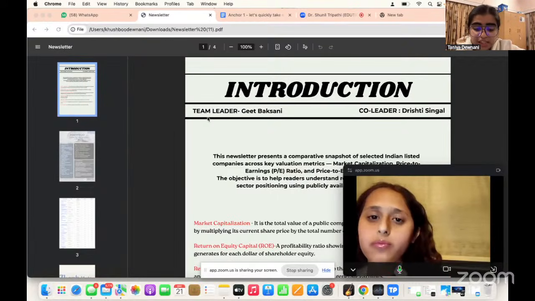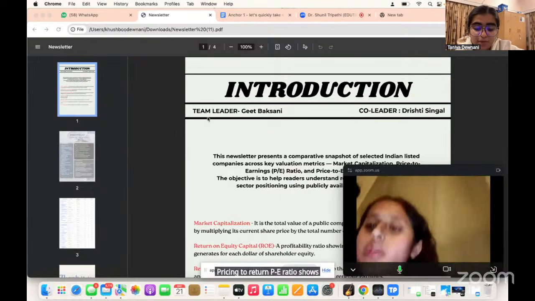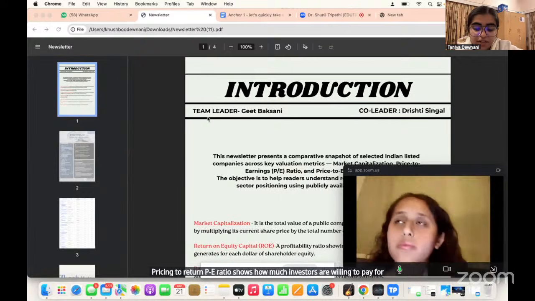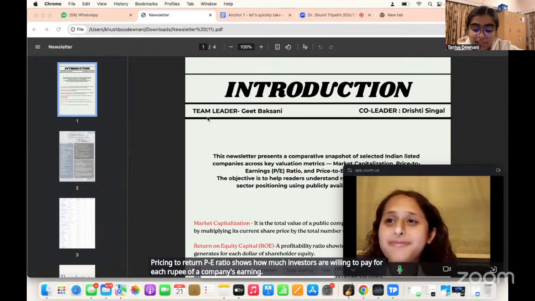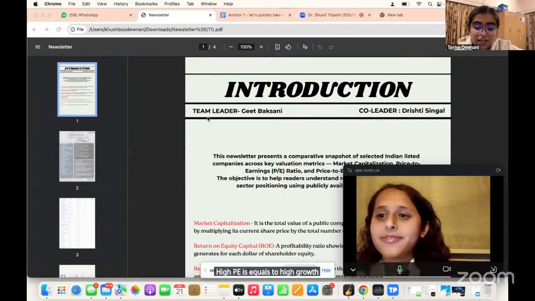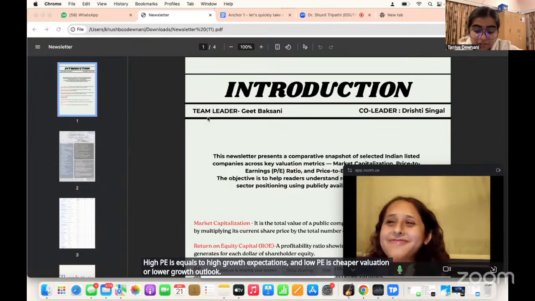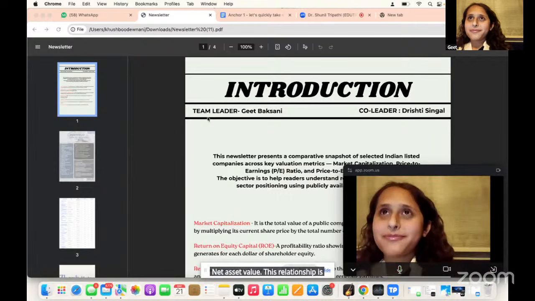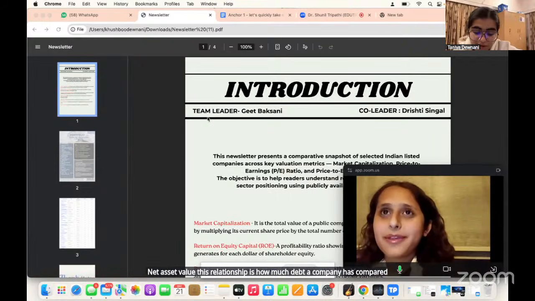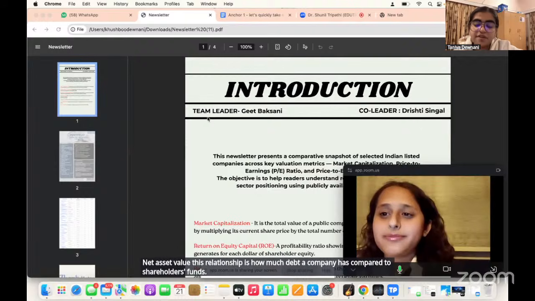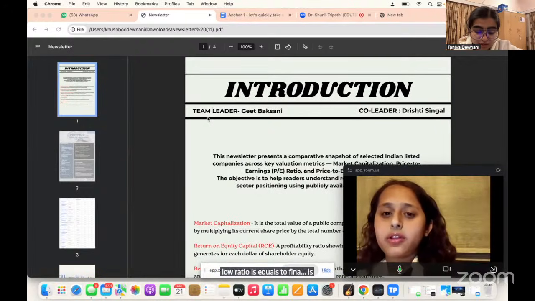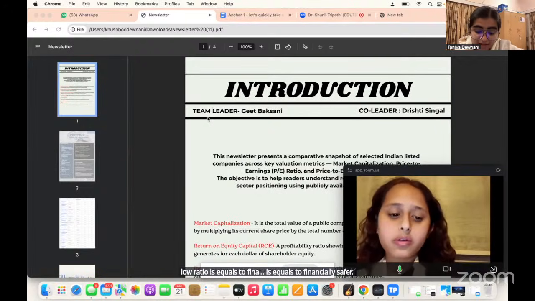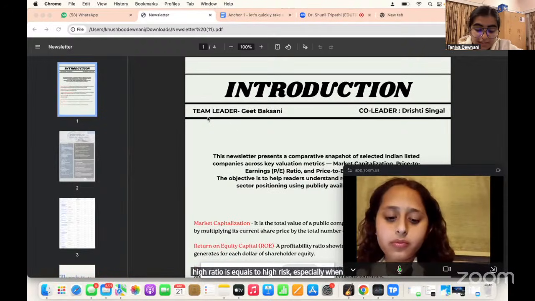The PE ratio shows how much investors are willing to pay for each rupee of a company's earnings. High PE equals high growth expectations, and low PE means cheaper valuation or lower growth outlook. The PB ratio compares market price with the company's net asset value. The debt-to-equity ratio shows how much debt a company has compared to shareholders' funds. A low ratio means financially safer. A high ratio means higher risk, especially when interest rates rise.